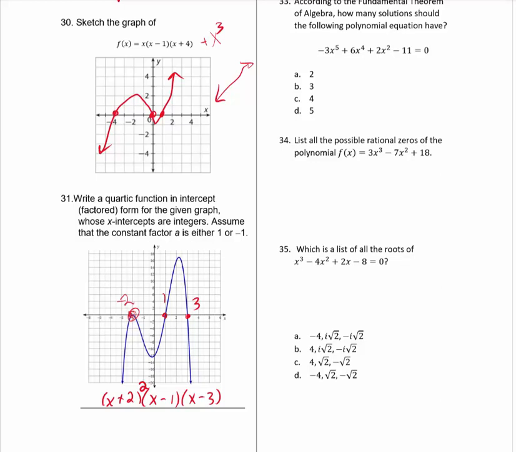The other thing we need to account for is that this is going down in both directions, which implies a negative leading coefficient, and to make that happen, we just need to put a negative at the very front. This is a negative of the positive version, which would open up instead of down. So f of x equals negative, x plus 2 squared, x minus 1, x minus 3.